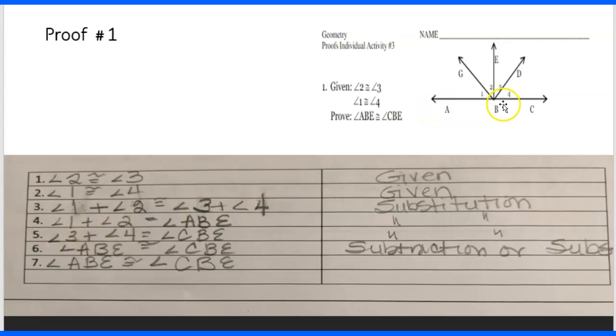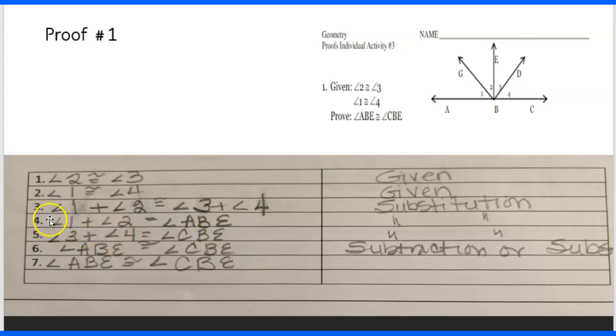Then I'm going to do angle 3 and 4 are equal to angle CBE. Again, it's pretty much given in the information that we have up here. There's just a whole bunch of different things you could use. You can use substitution, and you can use given, because we know from up here that they are the angle numbers, the angle letters. So you could put substitution, or you could put given in there. Then I am going to go ahead and boldly say that ABE equals CBE.